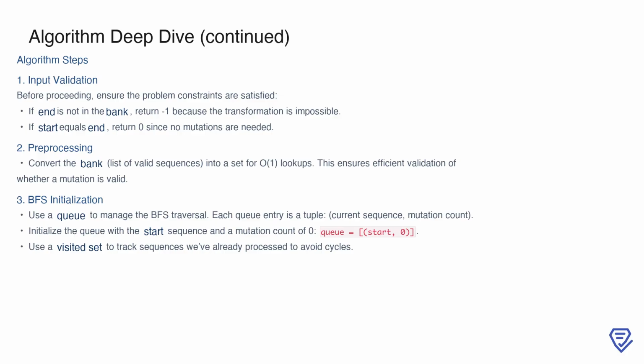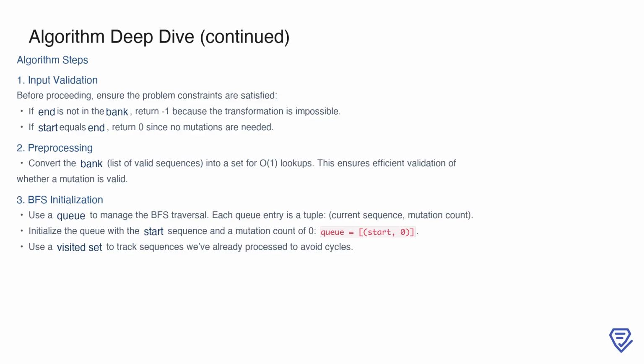Next, we pre-process the bank by converting it into a set. This allows us to perform O(1) lookups, making it efficient to check whether a sequence is valid. Then, we initialize the BFS process. A queue is used to manage the traversal, where each entry is a tuple consisting of the current sequence and the number of mutations so far. The queue starts with the given starting sequence and a mutation count of 0.